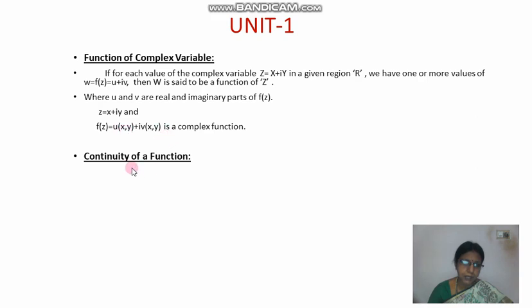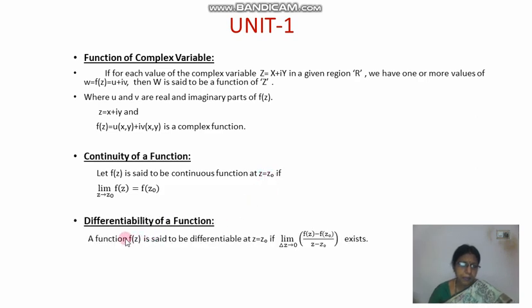See the next definition, continuity of a function. Here, suppose we take the function f of z. This function is said to be continuous at z equal to z naught if limit z tends to z naught, f of z is equal to f of z naught. So, if this limit exists, then we say the function is continuous at z equal to z naught. Okay?